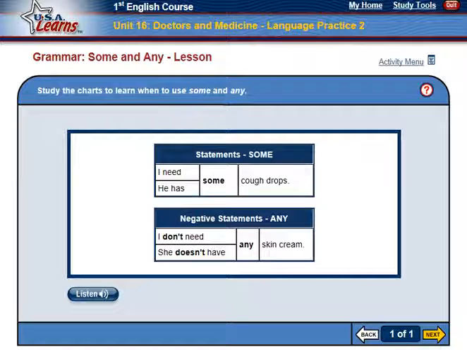In statements, use some. I need some cough drops. He has some cough drops. In negative statements, use any. I don't need any skin cream. She doesn't have any skin cream.